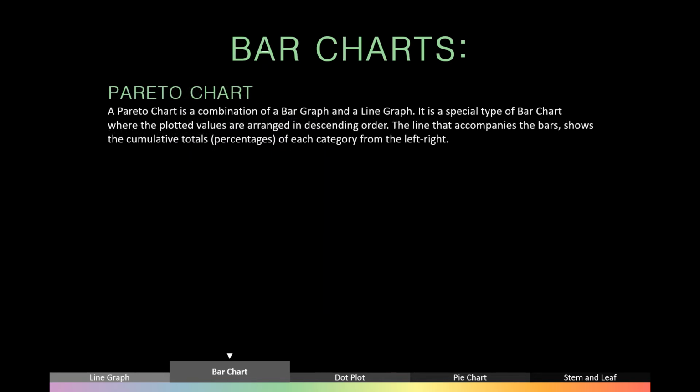The final bar chart that we're going to look at is the Pareto chart. A Pareto chart is a combination of a bar graph and a line graph. So it's considered to be a special type of bar chart. Now, your plotted values or your bars must be arranged in descending order, and the line that's going to accompany your bars is going to show the cumulative totals of each category.